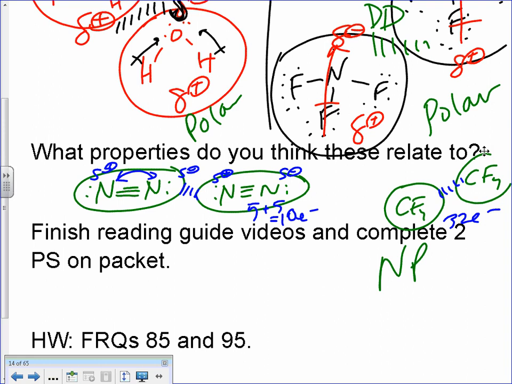So the carbon tetrafluoride has more electrons to bounce around to create those partials, right? With me? More electrons to bounce around to create partials means that maybe the partials are a little bit bigger, and if you have a bigger partial difference, meaning partial negative, partial positive, the strength of the London dispersion force will be stronger. So who has a higher boiling point? Nitrogen or carbon tetrafluoride? Why?